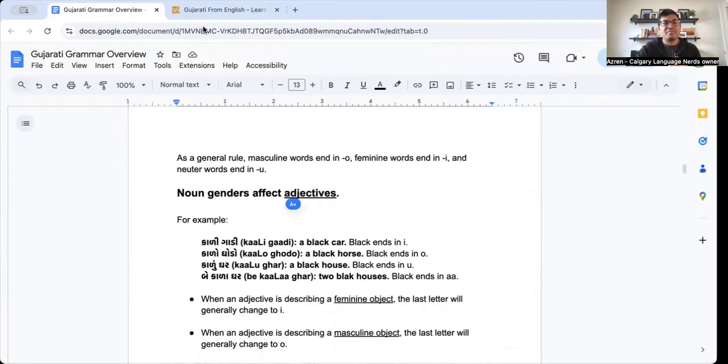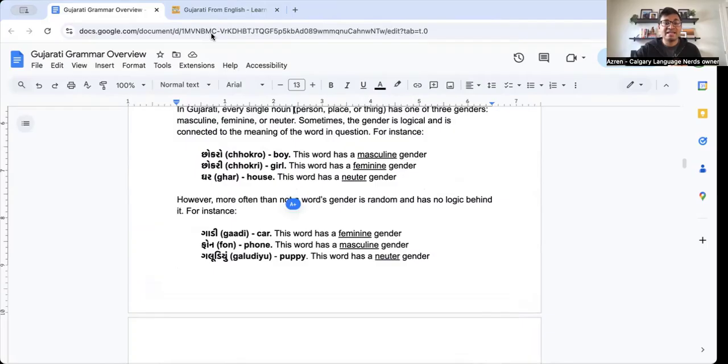As a general rule of thumb, masculine words end in o, feminine words end in e, and neuter words end in u. So if we look at these over here, right, gadi ends in e. It's feminine. Phone doesn't quite work, unfortunately, but here, chokro ends in o, so masculine. Galuryu ends in u, so it's neuter. So that's a rough rule that tends to work maybe 70% of the time.